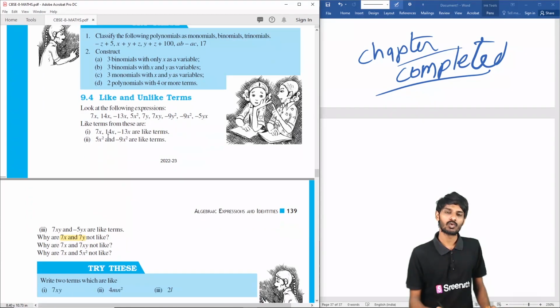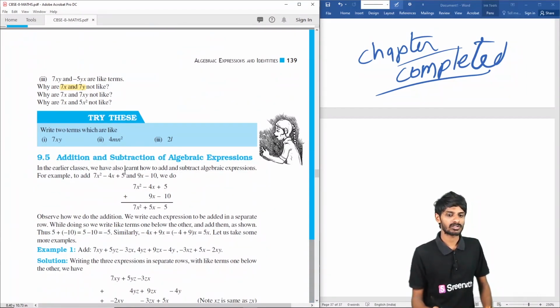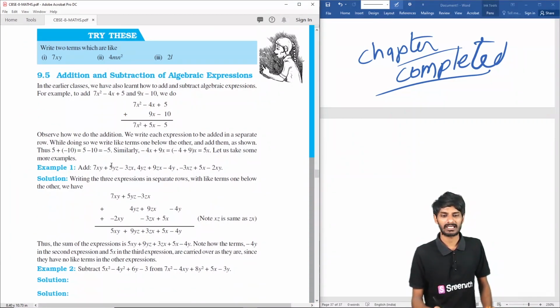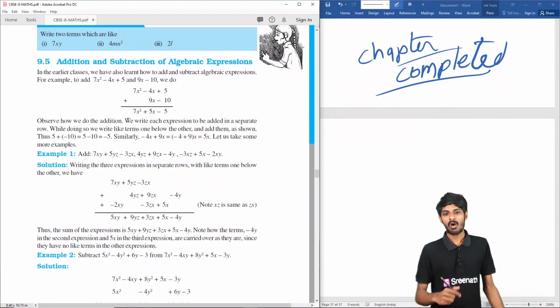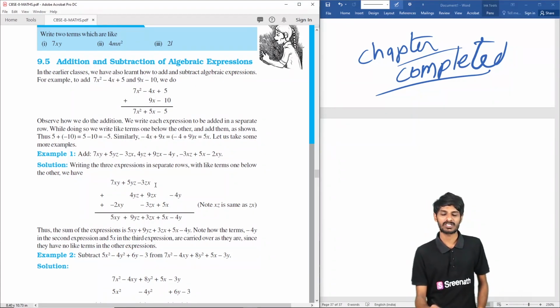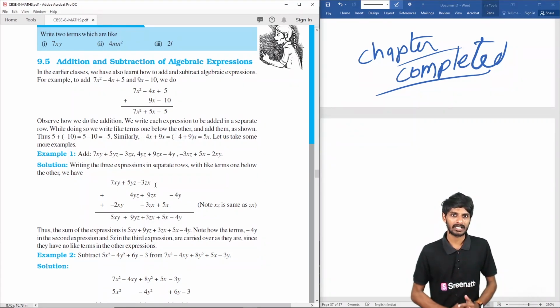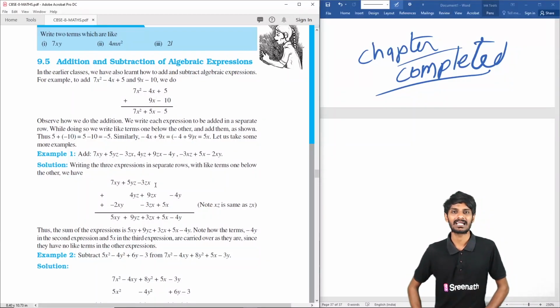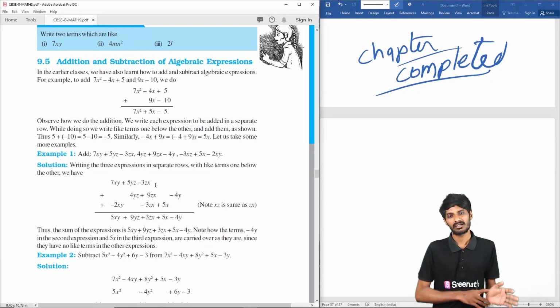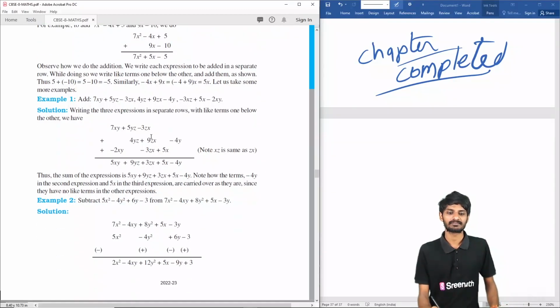If both terms have the same variables and the same variable powers, then they are like terms. Otherwise they are not. How to add and subtract algebraic expressions? The simple thing is we can add and subtract like terms only. We just add or subtract the numerical coefficients, and we write the algebraic variables as they are.